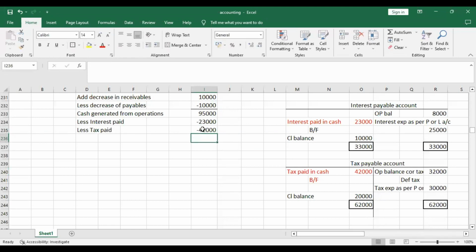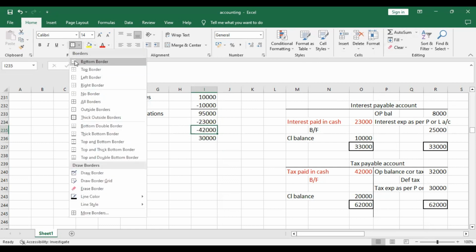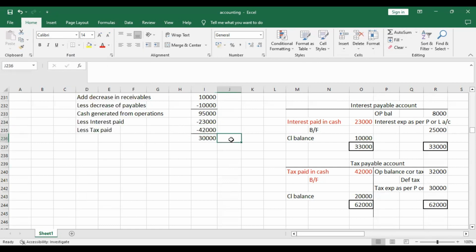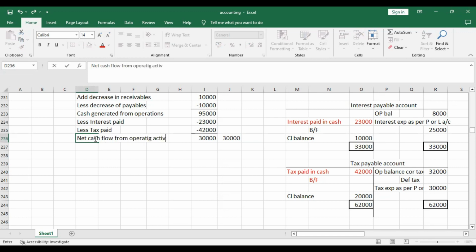Very good. Now we've taken all the items that are minimum required for preparing the net cash flow from operating activities. So cash generated from operations minus interest paid minus tax paid will give you the net cash generated from operating activity. How much is it? 30,000. So you take 30,000 in the outer column. This is called net cash flow from operating activity. Very good. First item is over.